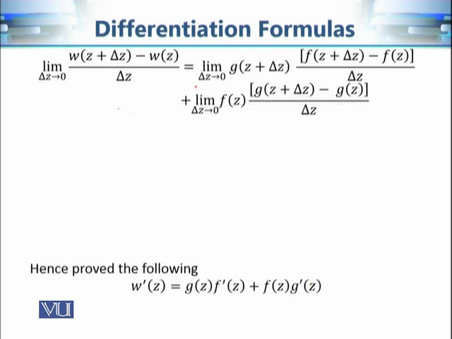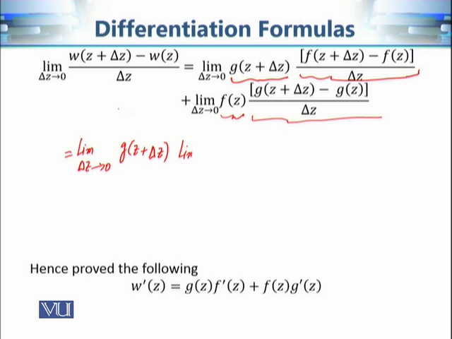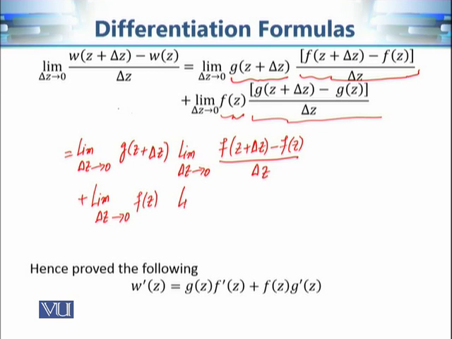Now we are here. Once again we can use different properties of limit. For example, over here we have a product of two functions: this is the first function and this is the second function. Once again we have a product of two functions. So the limit of f of z multiplied with this function is going to be equal to limit delta z approaches 0, g of z plus delta z, multiplied with limit delta z approaches 0, f of z plus delta z minus f of z divided by delta z, plus we have limit delta z approaches 0, f of z, and limit delta z approaches 0, g of z plus delta z minus g of z divided by delta z.